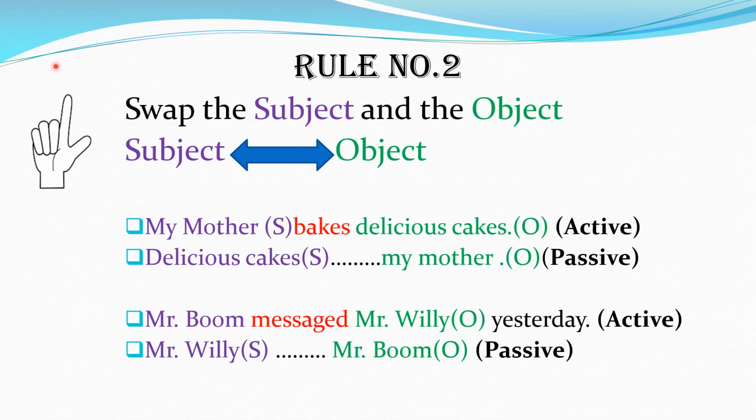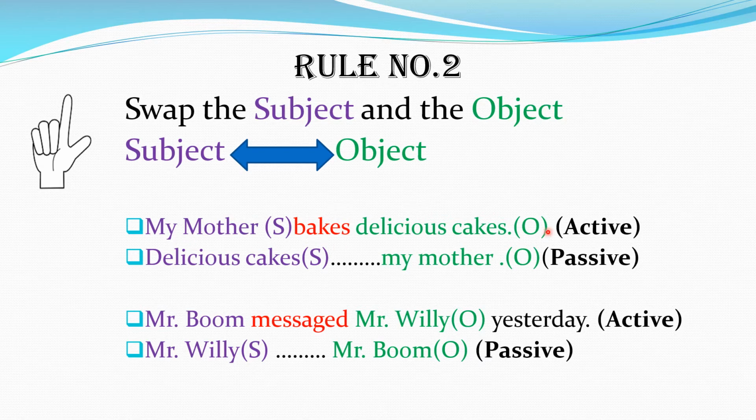Rule number 2. Swap the subject and the object, which simply means the subject of the active form becomes the object of the passive form, and the object of the active form becomes the subject of the passive form. Are you confused? Let's look at the example. That will take away all your confusion.